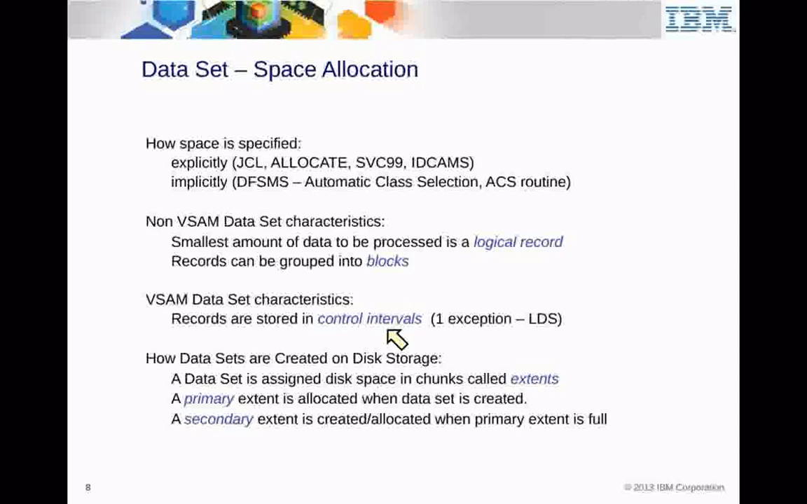And there's actually a book that shows a picture of all this that I'll be bringing up a little bit later. So how are data sets created on disk? Well, data sets are assigned disk space in chunks called extents.